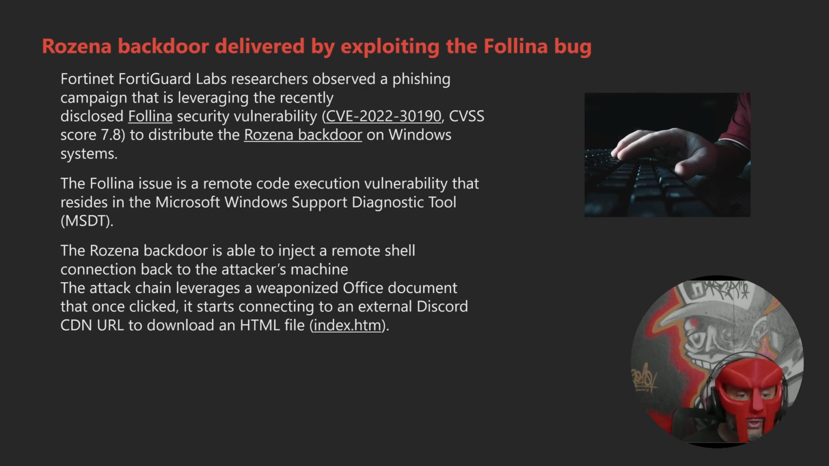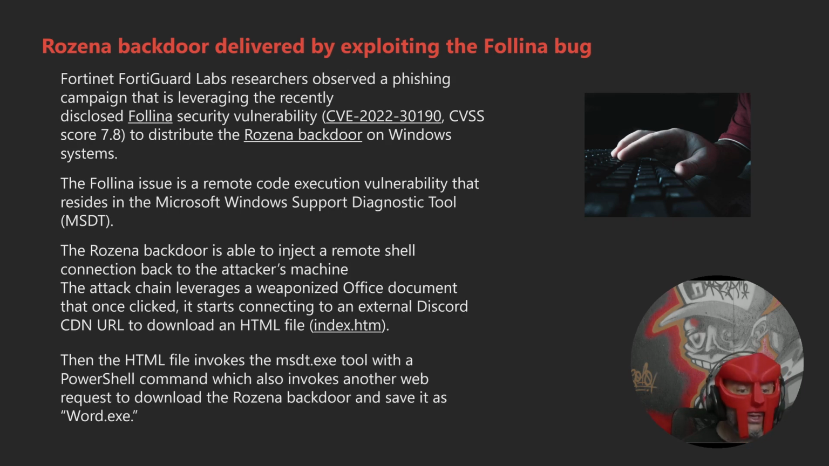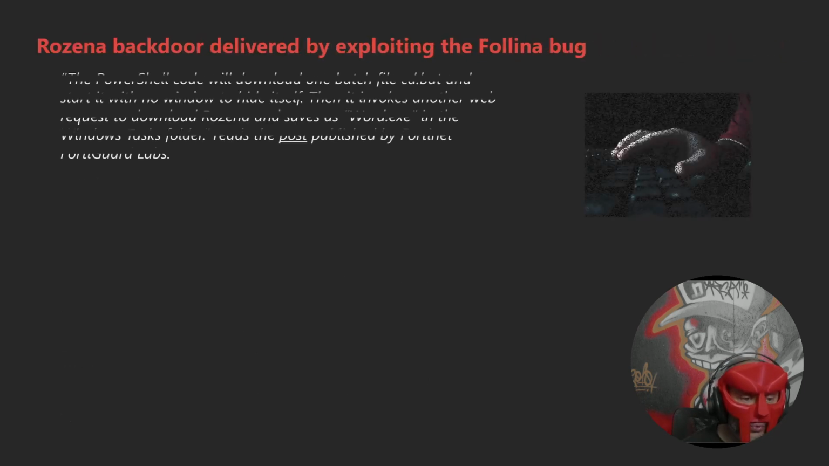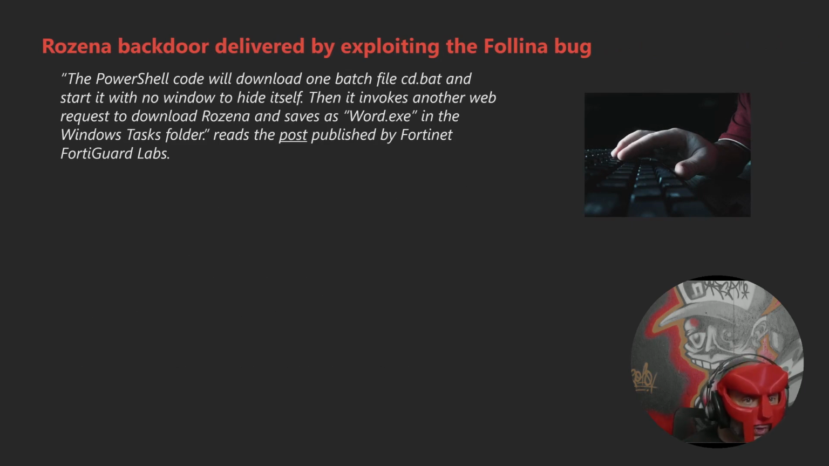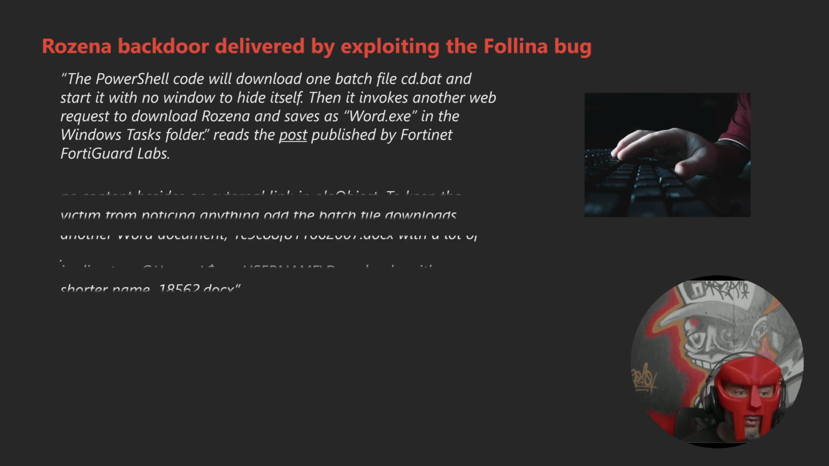The attack chain leverages a weaponized Office document that, once clicked, starts connecting to an external Discord CDN URL to download an HTML file. Then the HTML file invokes the msdt.exe tool with a PowerShell command, which also invokes another web request to download the Rozena backdoor and save it as word.exe. PowerShell code will download one batch file, cd.bat, and start it with no window to hide itself. Then it invokes another web request to download Rozena and save it as word.exe in the Windows Tasks folder, reads the post published by Fortinet FortiGuard Labs.